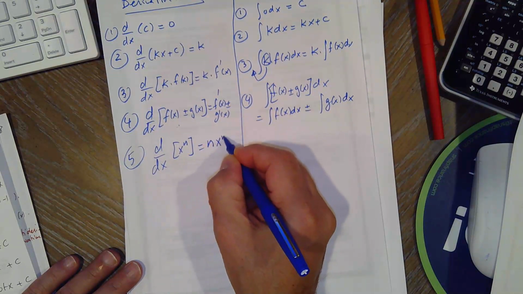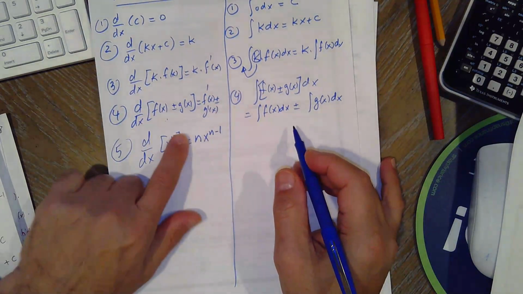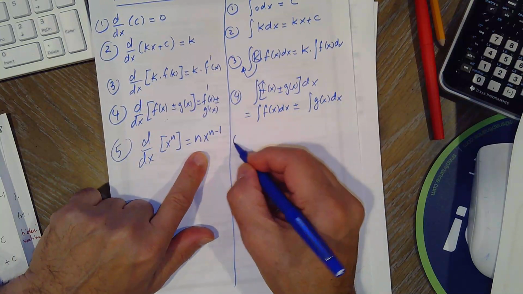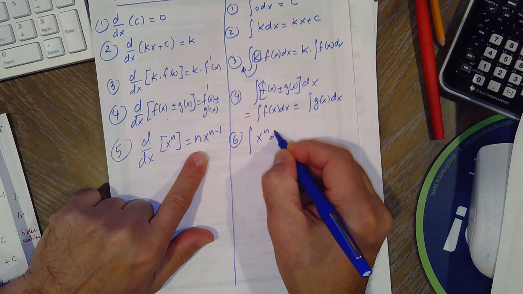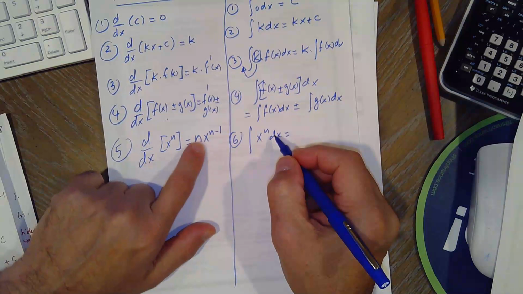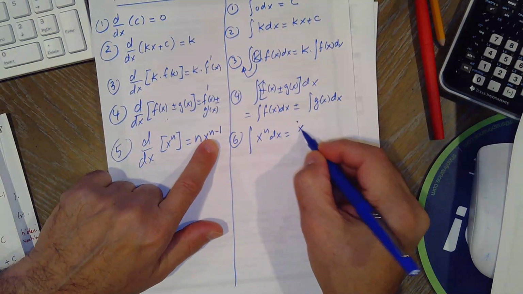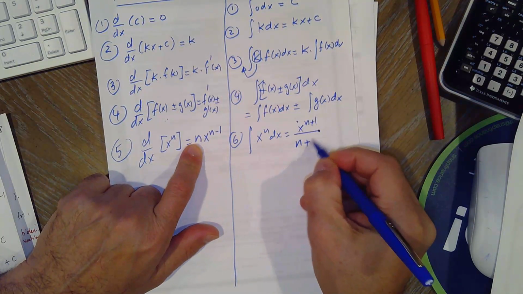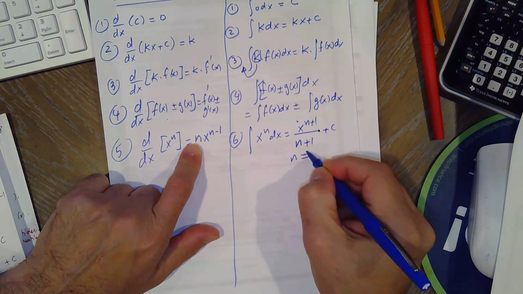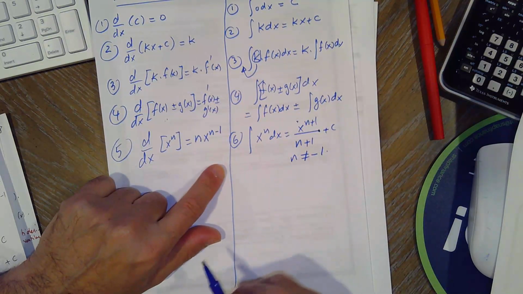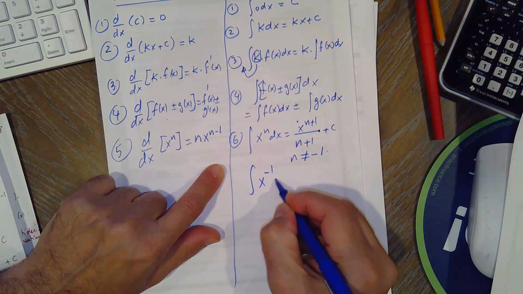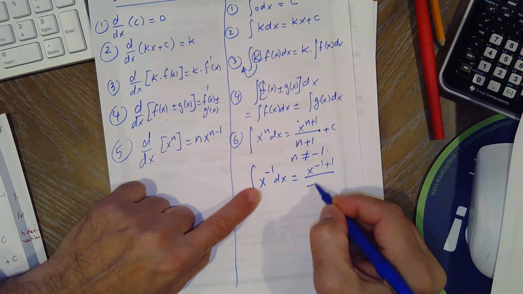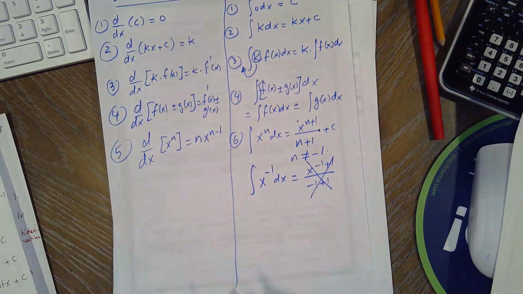Power rule: the derivative of x to the n is n x to the n minus 1. So we multiply by the power and subtract 1 from the power. Now this is going to undo it. So we start backwards. Instead of subtracting 1 from the power, we add 1. Instead of multiplying by the power, we divide by the power, as long as n is not negative 1. Meaning the integral of x to the negative 1 dx. If you do this, you get x to the 0 over 0. That doesn't work, okay?